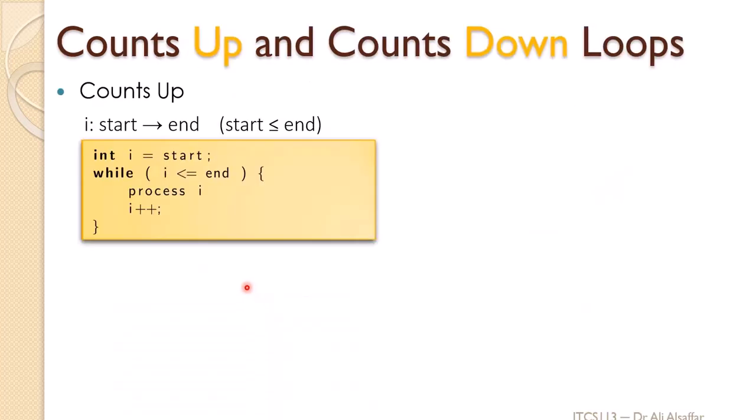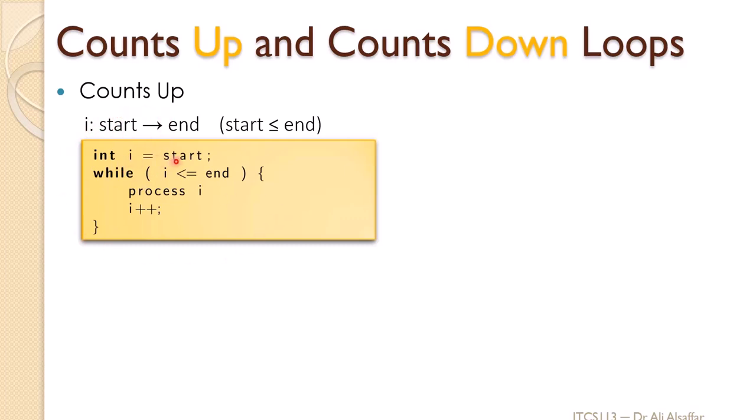Here are some examples that you can keep in mind if you want to construct counter-controlled loops. You will have two types of counting loops: either you count up or you count down. If you want to count up, then the start should be less than or equal to n, and you should increase the value of I to go from start to end. This is how you construct the loop.